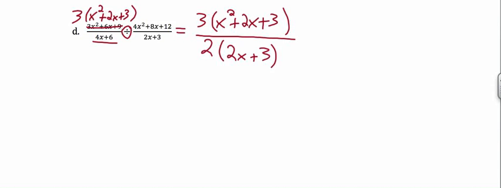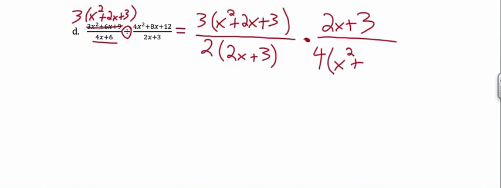Next, I'm going to flip the other fraction. So I'm going to change it to multiplication, flip that fraction over, and take the reciprocal of it. 2x plus 3 goes on top. And I'm going to factor what was the numerator but is now the denominator of my other fraction.